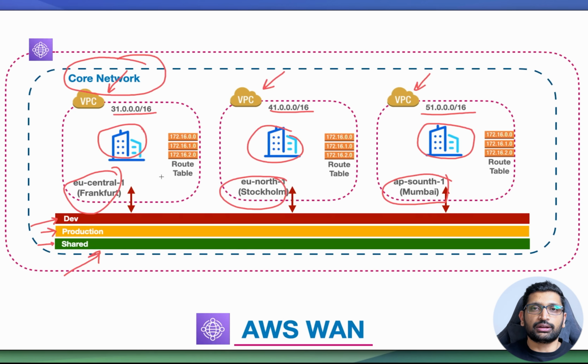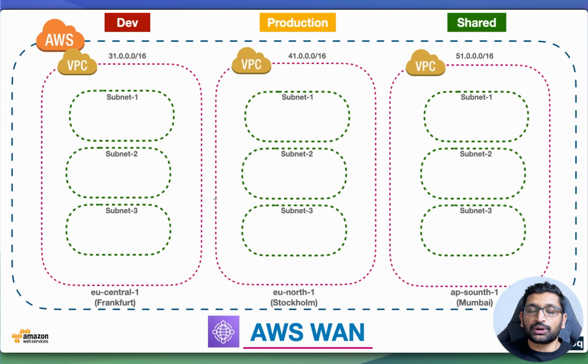Let's start with step number 1, where I'm going to show you the VPCs in the 3 different geographical locations where our VPCs are present. Here, this is our dev environment, this is our production environment, and this is our shared services environment. In these locations we have already created the VPCs, with the ranges 31.0.0.0, 41.0.0.0, and 51.0.0.0. These are the IP ranges which we have already assigned.